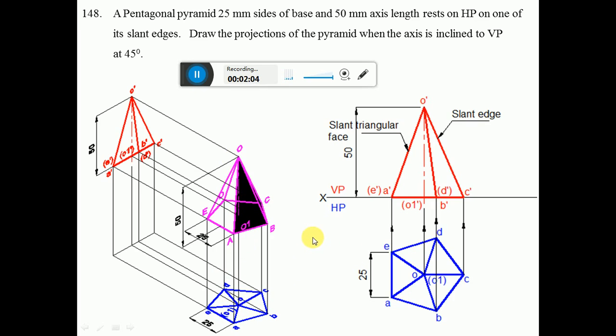Similarly, when you look from the front view, we can see the height of the pyramid, which is 50 mm. Since ABC is near to the observer, A dash, B dash, C dash are visible, and D and E are away from the observer, so D dash and E dash will become invisible. O1 dash is hidden by the edge AB, so O1 dash will become invisible, and O dash is visible. The same thing we need to write here in the orthographic view.